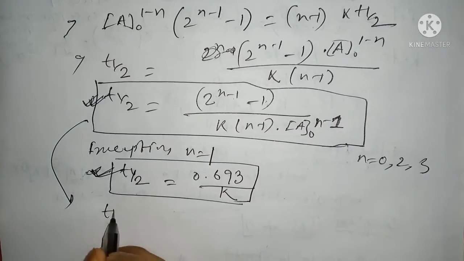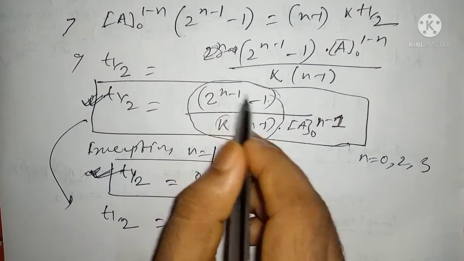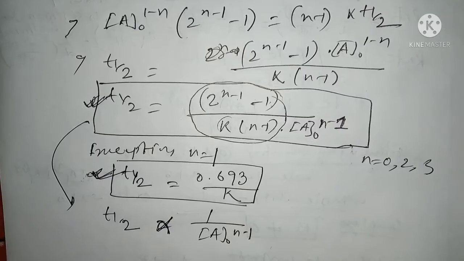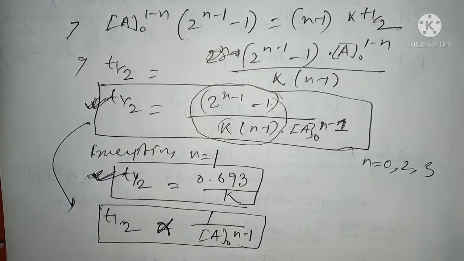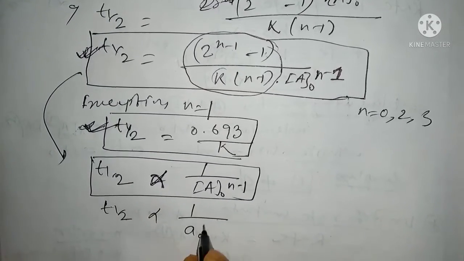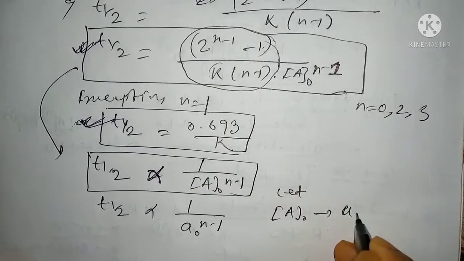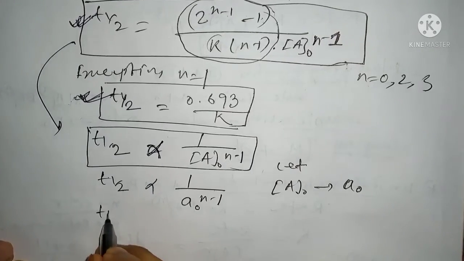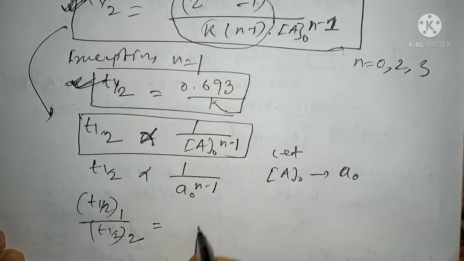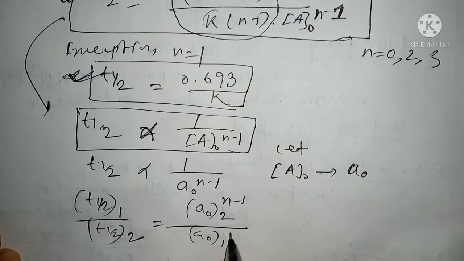So in this relation, this is the constant part, because k and n are constant overall. So t half is proportional to 1/a0^(n-1). This is another relation. Now substitute these values: let a0 be small a0. Now t_half1/t_half2 = (a0_2)^(n-1) / (a0_1)^(n-1).